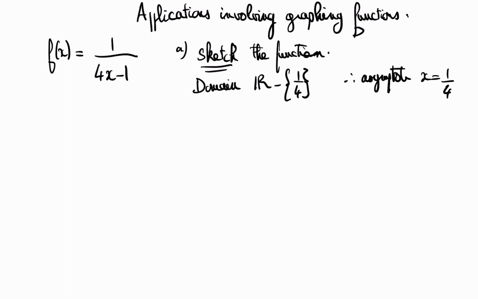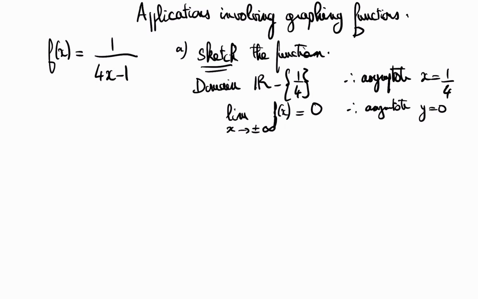And also, when x tends towards plus or minus infinity, the denominator is going to become very big, so 1 divided by something very big is going to be 0. So there is another asymptote, which is y equals 0. That helps us to graph the function.